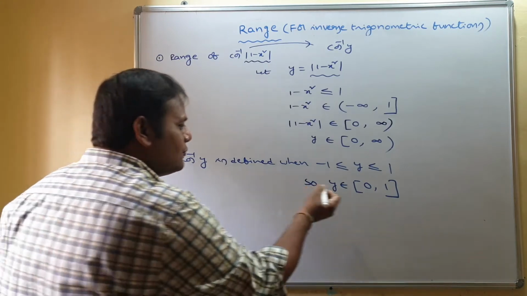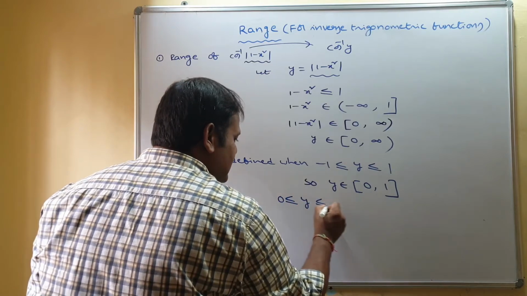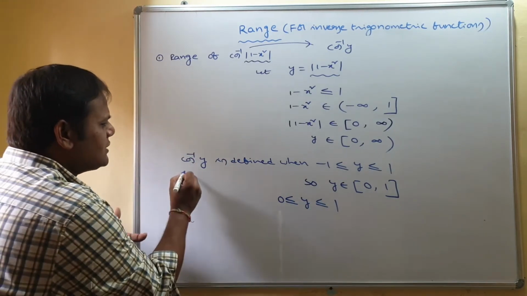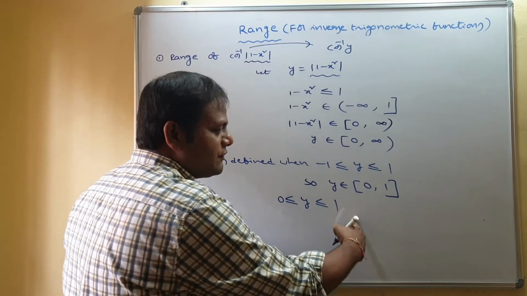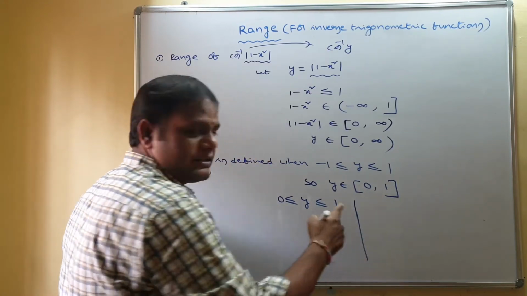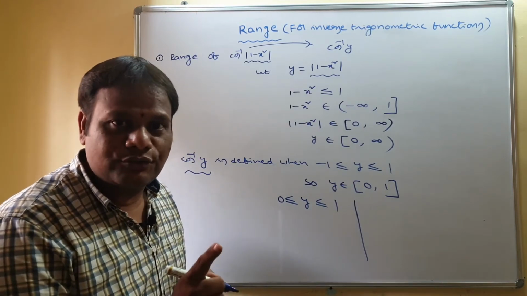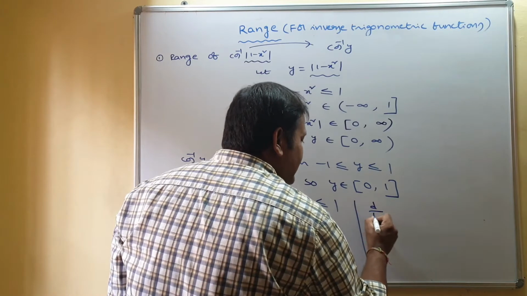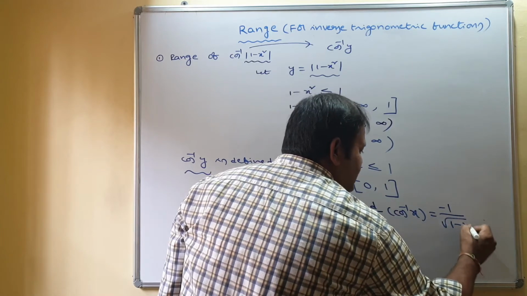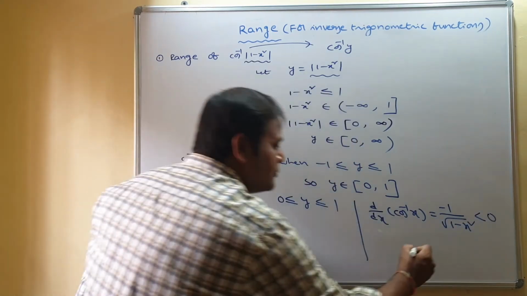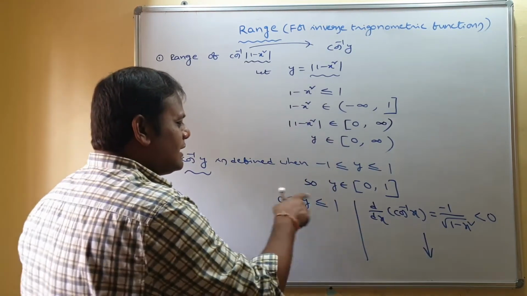Is it right? Now y belongs to closed 0 comma closed 1 means 0 less than or equal to y less than or equal to 1. For what function do we find the range? Cos inverse y. So we want cos inverse y values. You apply the cos inverse function on this inequation. Is the cos inverse function an increasing function or a decreasing function? You must know. So here d by dx of cos inverse x is minus 1 by root 1 minus x square. Is it negative? Yes, it is negative. So what function is it? A decreasing function. You remember it like that. So cos inverse is decreasing.